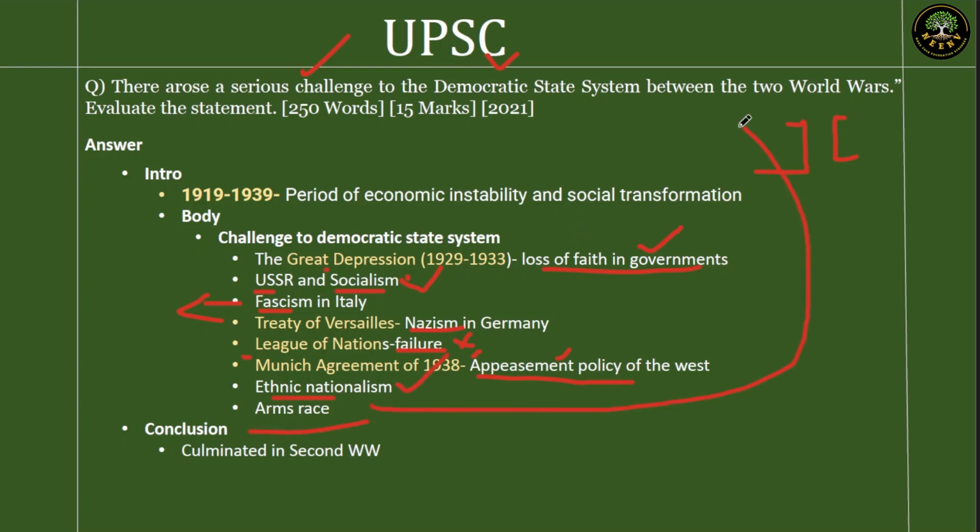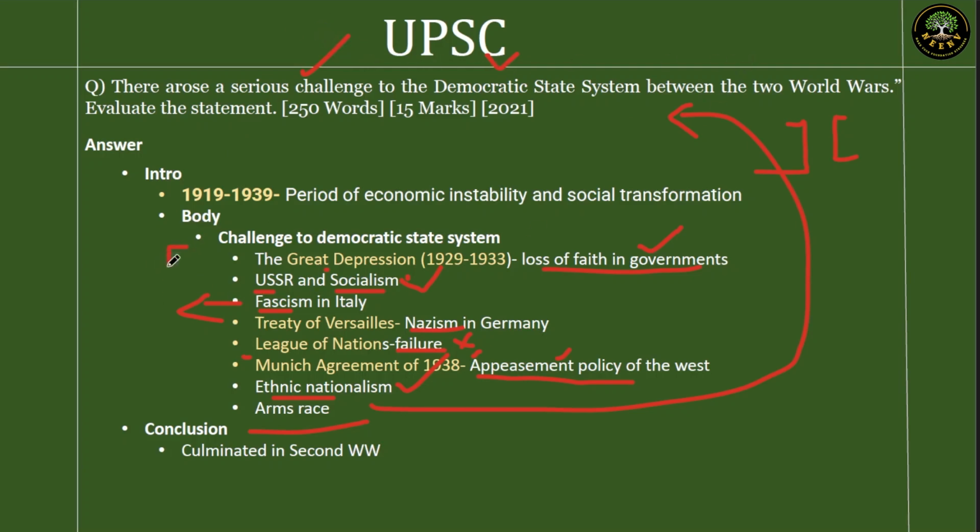Next, arms race. Arms race again is something that is undemocratic. You're threatening a fellow country by collecting arms by yourself, and you're forcing them to collect arms as well. And it goes as a slippery slope. One does something, the other will retaliate. The same thing happens, and it goes on and on. So for all these reasons, there is decline or a serious challenge to democratic state system between the two world wars.